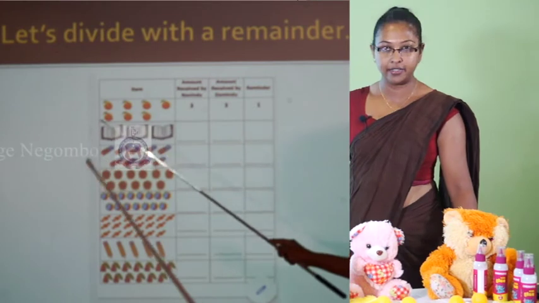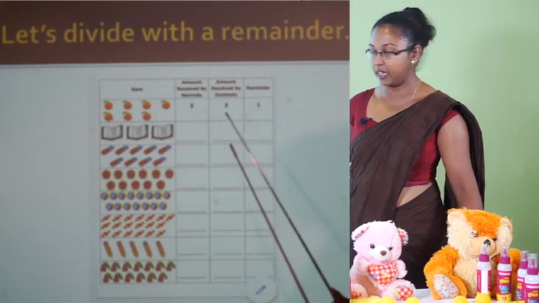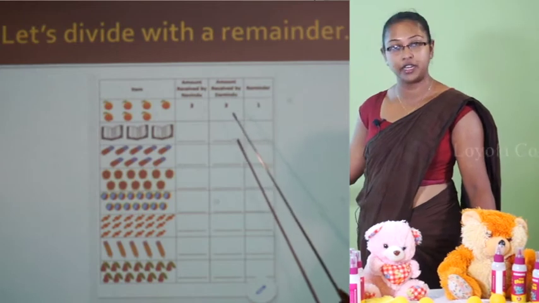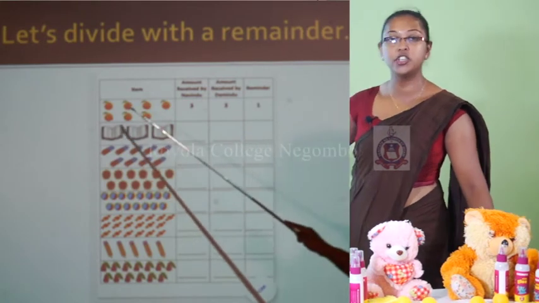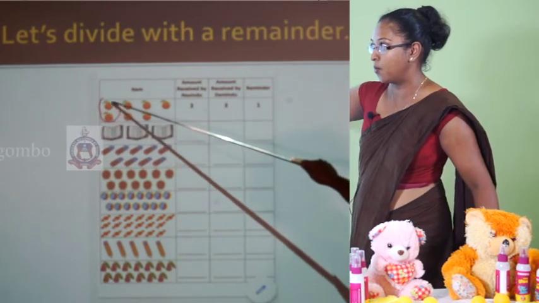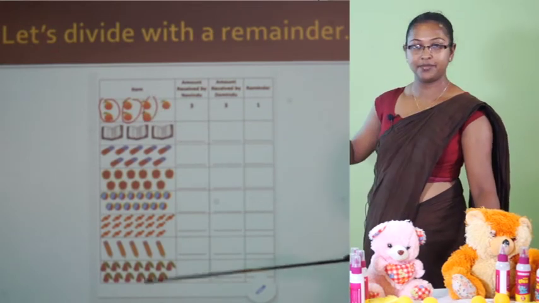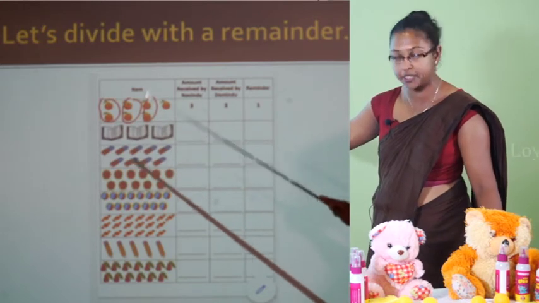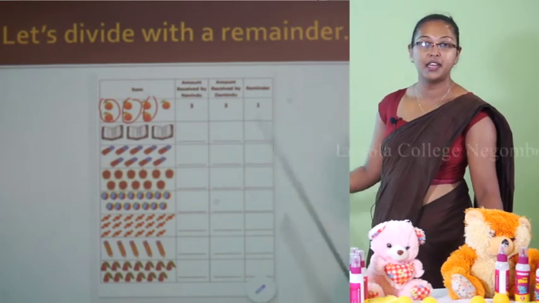Okay Putte, now let's see there are 7 oranges and it was divided among Navindu and Damindu equally, and there's a remainder also. Navindu has got 3, Damindu has got 3. Here I'm going to share this equally among 2. Here we go. 1, 2, 3. So 1 by 1, divided into 2 groups, then we get the answer 3. Each one got 3, and there's a remaining 1 there.